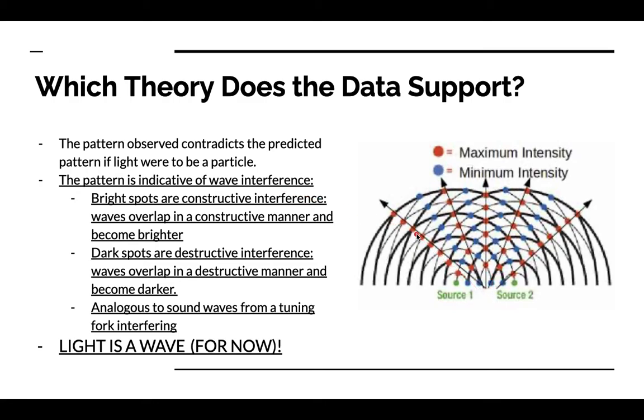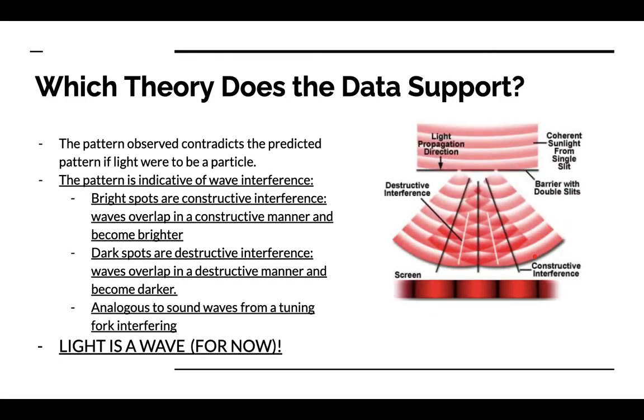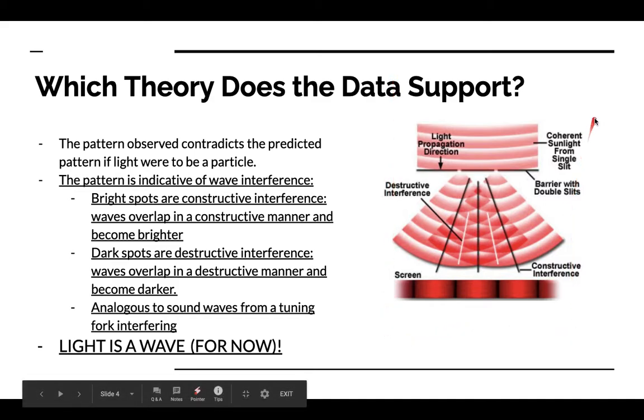Anyway, so again, here's a representation. Right here we have maximum intensity constructive interference, so bright spots. Then we have dark spots, bright spots, dark spots, bright spots. Blue corresponds to dark, and red corresponds to bright. And this corresponds to what we see with our wave pattern right here in a much more simplified version.